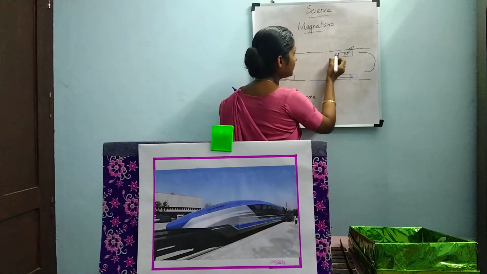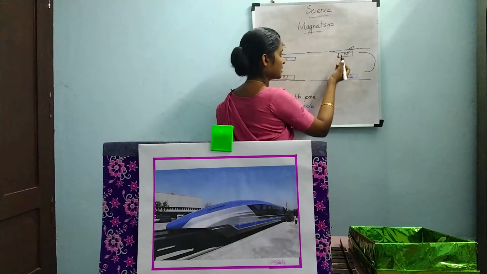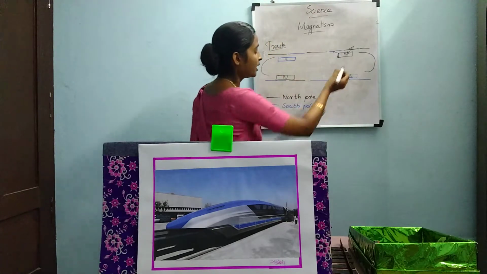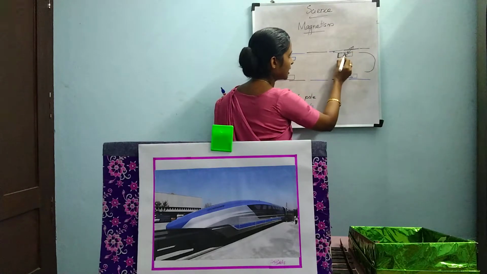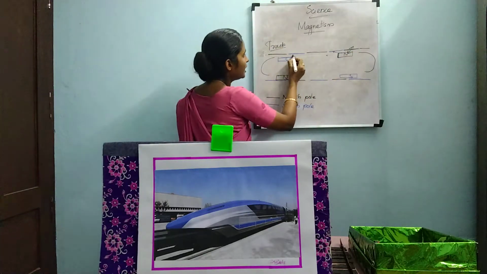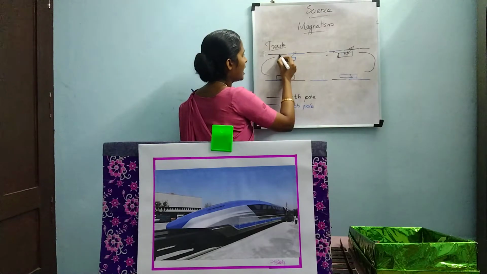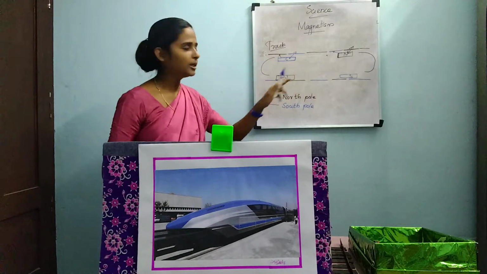And if you compare, this is the south pole and this is the north pole, it just attracts each other. So the train moves. If it is repelling here and attracting there, the train moves. In the same manner, here there will be a repulsion, here there will be an attraction, right? So the train moves.